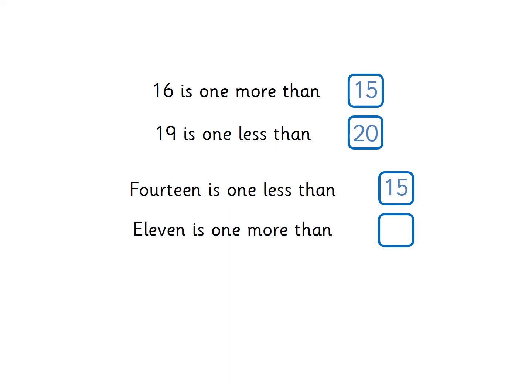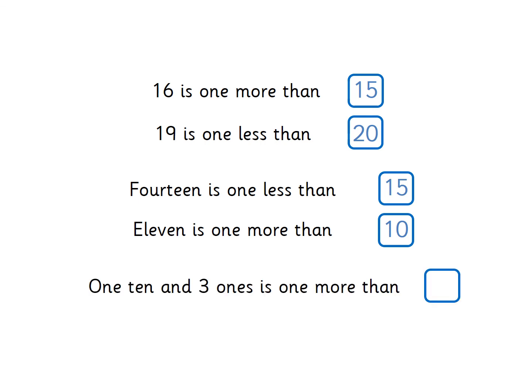11 is one more than, so if 11 is a number that is one more than something, what is 11 one more than? Have a look on your number line, it must be one more than 10. So if you're on 10 and you jump one more, that is when you get 11. And it says here 1 ten and 3 ones. So what is 1 ten and 3 ones? Write that down to help you. Well done. 1 ten and 3 ones is 13.